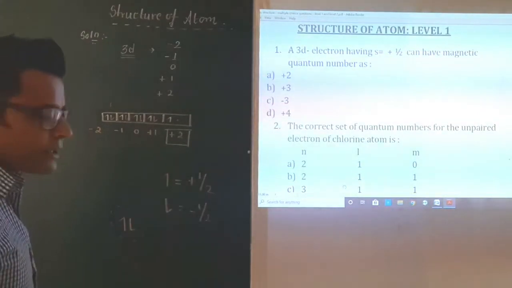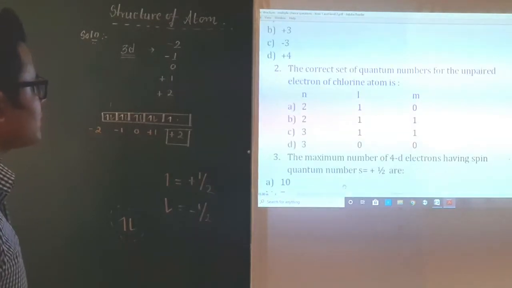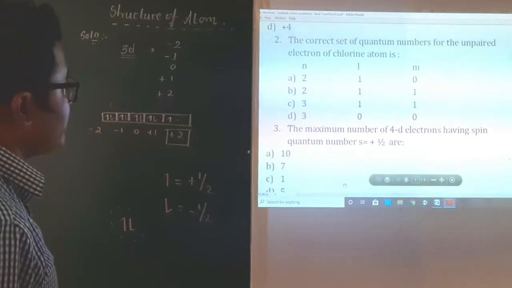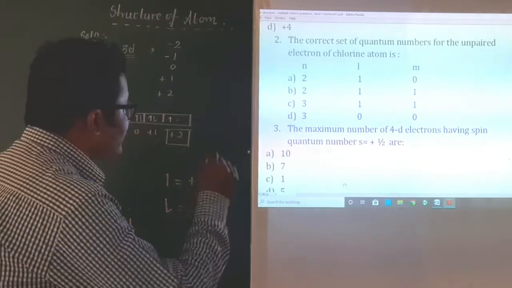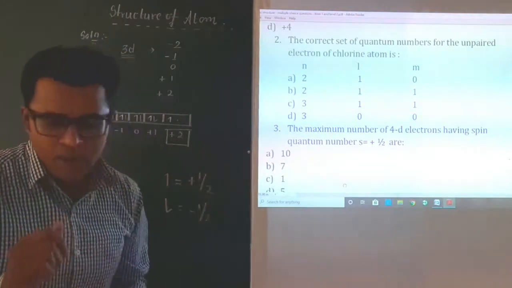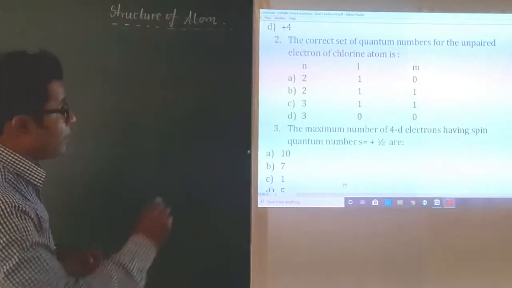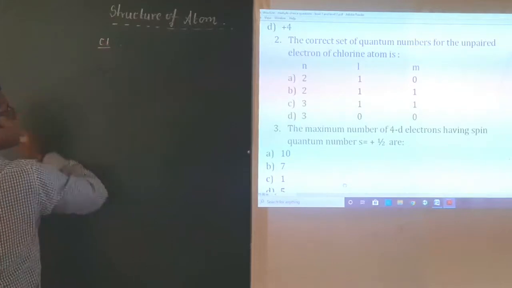Let's take a look into question number 2. What it says: the correct set of four quantum numbers for the unpaired electron of a chlorine atom is. Alright, when we take a look into the chlorine atom, how to understand such kind of problem?